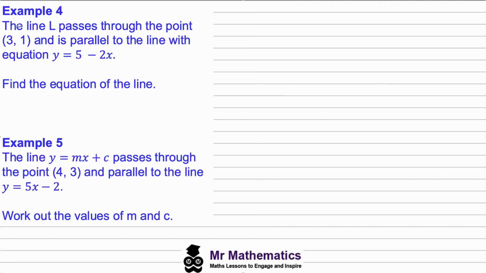So then we've got examples 4 and 5. In example 4, we're told that the line passes through 3, 1 and is parallel to y equals 5 minus 2x. We've been asked to find the equation of the line. And then for example 5, we've got the standard equation of a line. It passes through the point 4, 3 and is parallel to this equation here. So do you want to try these questions yourself? You can pause the video, and when you come back, we'll go through the solutions.